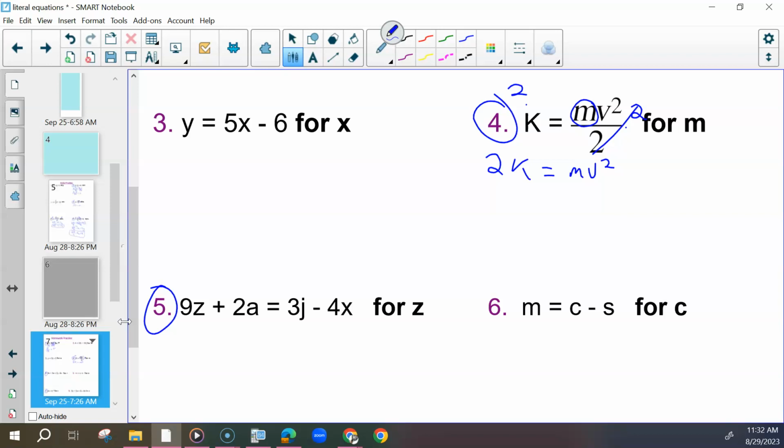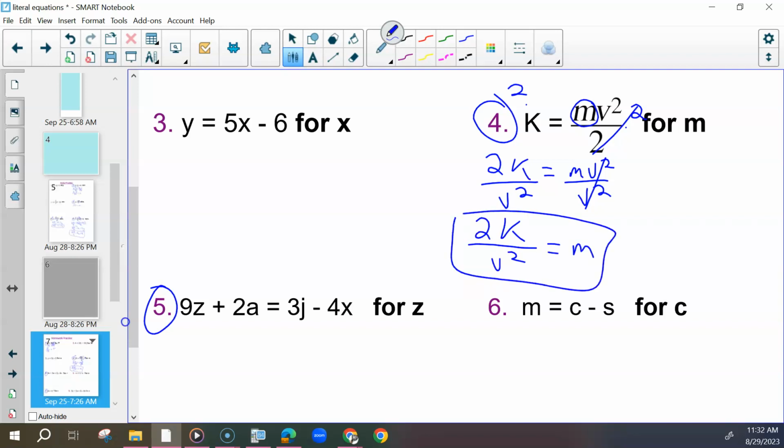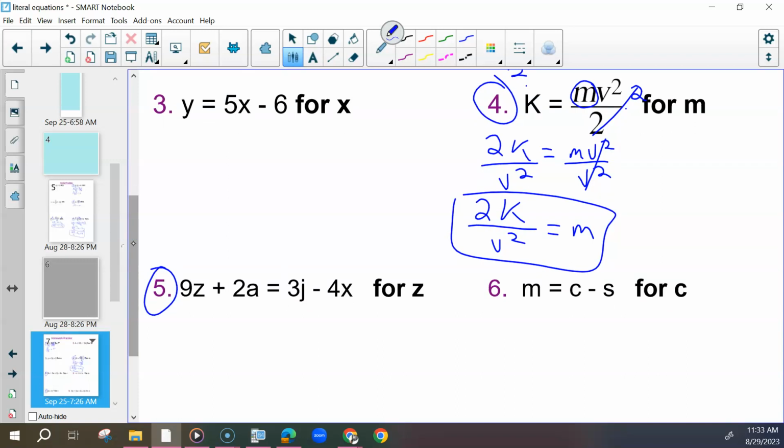So we're not going to do anything with that square. It can stay squared. We just have to get rid of it somehow. Think about what m and v squared are doing to each other. We have 2k over v squared equals m. If it asks us to solve for v, then we have to take the square root and it'd be a whole thing. But in this case, that is not the case. Number 5. Does anyone still need 4 before we click on them?